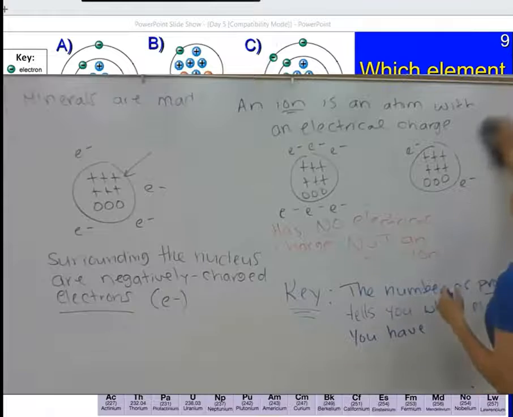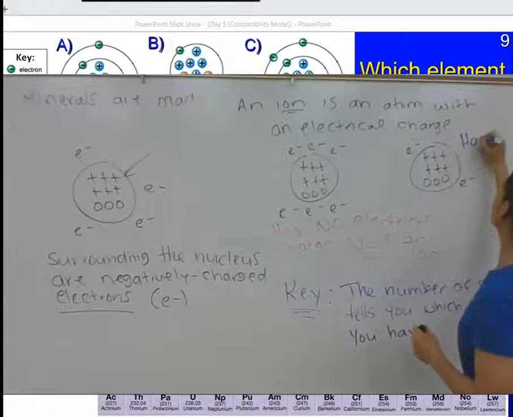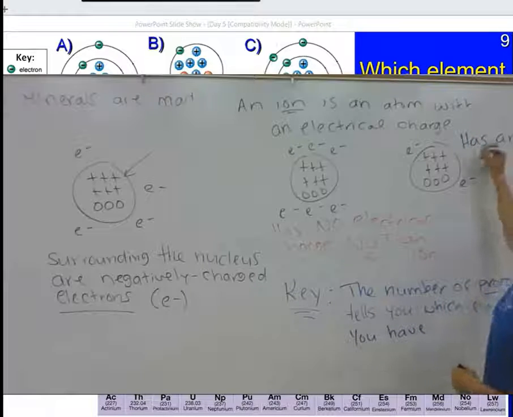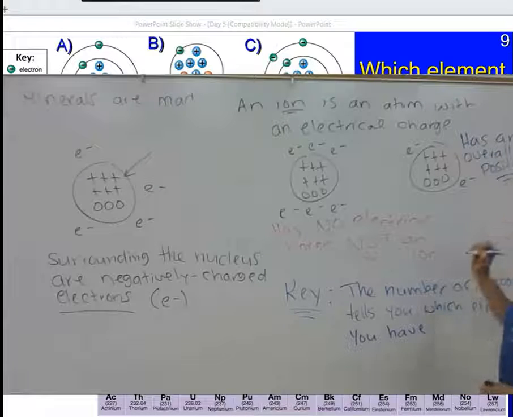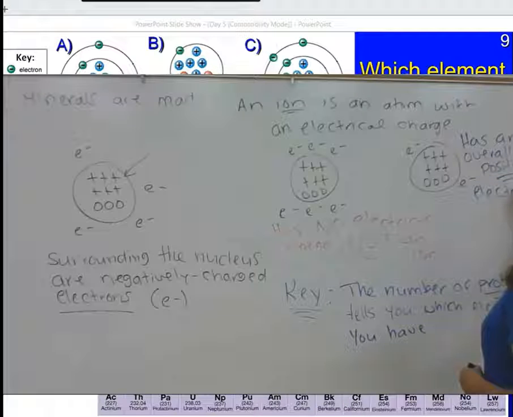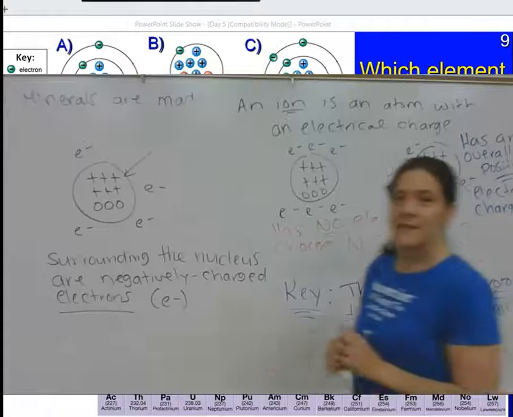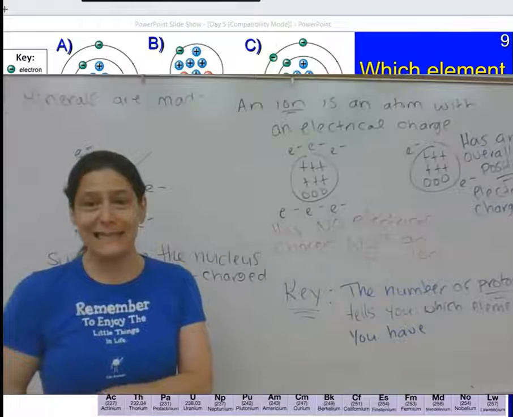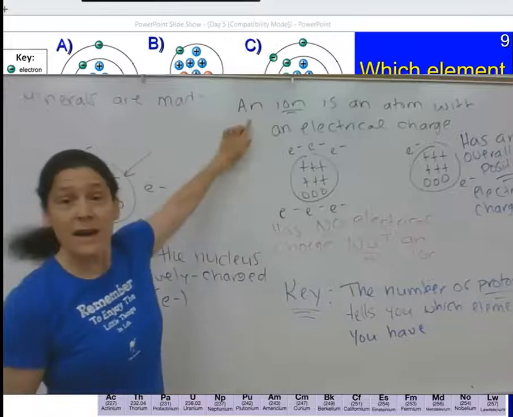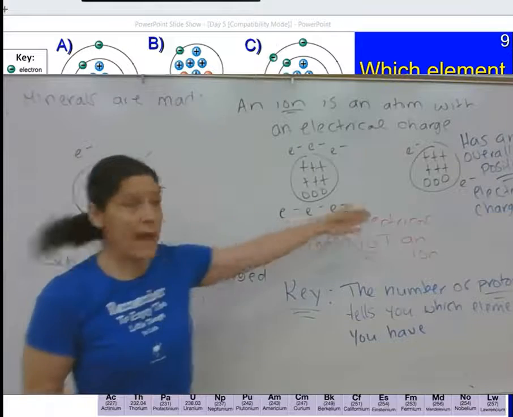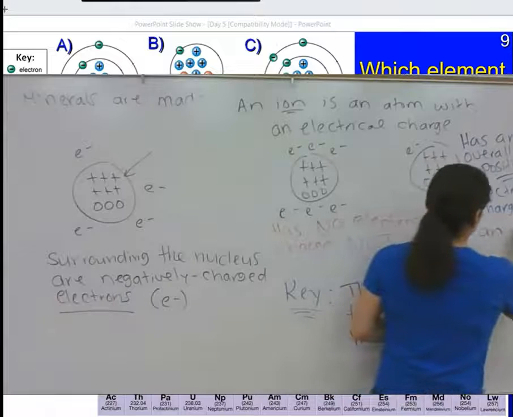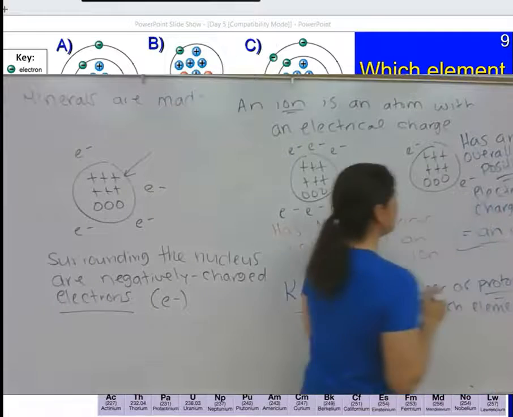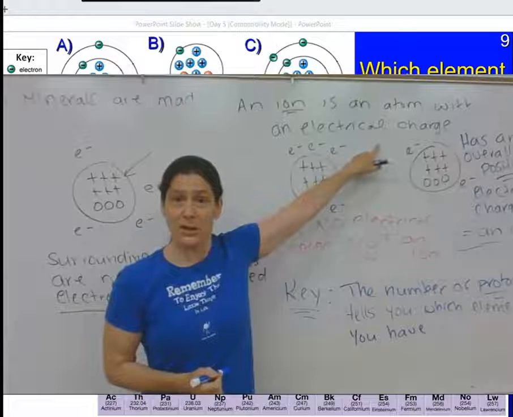Let me see if the green shows up better. Nope. Just use black or blue. Has an overall positive electrical charge. So again, it has an overall positive electrical charge. An ion is an atom with an electrical charge. This has one. It's a positive one. This is an ion. So the second one, that was B on the picture, was an ion.